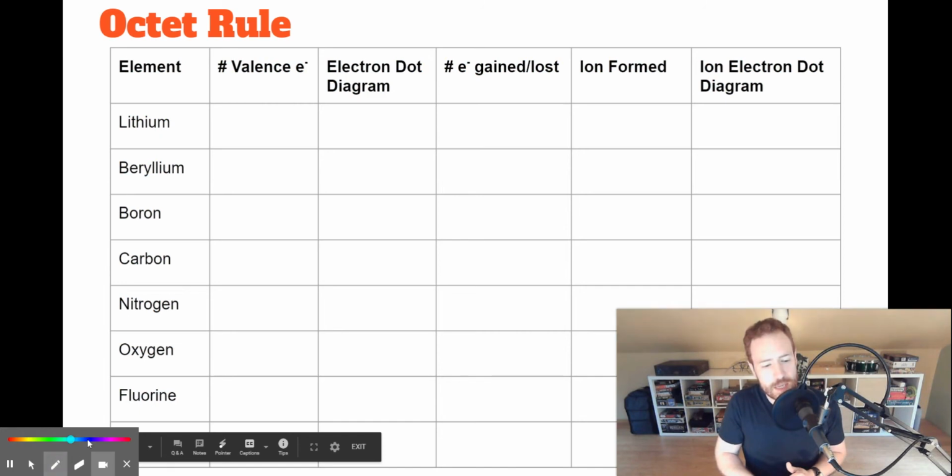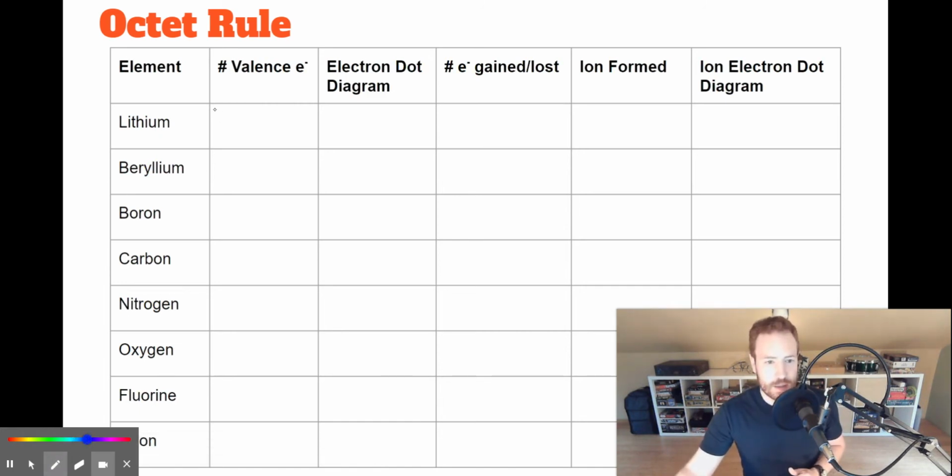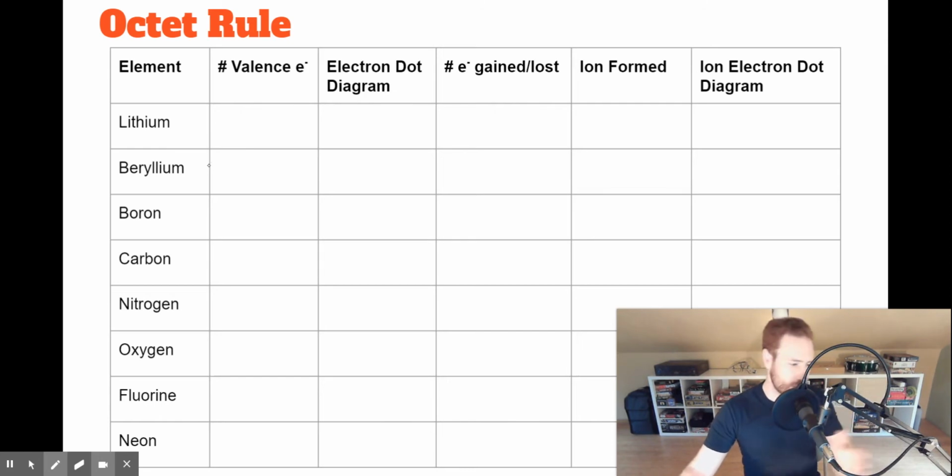Let's do a kind of midnight blue today. Lithium is in the first column of the periodic table. Now, based on how we identify valence electrons in the periodic table, we know that lithium has one valence electron. So if we were going to draw an electron dot diagram of lithium, it would have one dot, right?